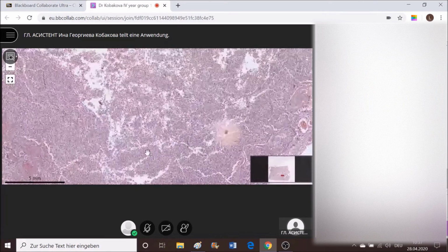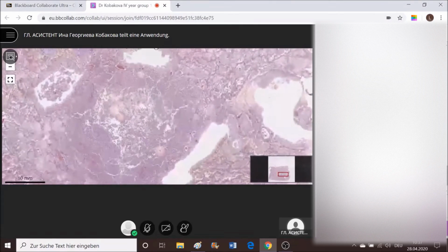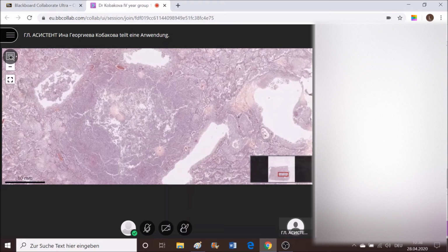So, what is this cavity here which is formed? Great. This is an abscess cavity filled with pus or neutrophils. How many types of abscesses do you know from general pathology? What type of inflammation is the abscess? Is it acute or chronic?